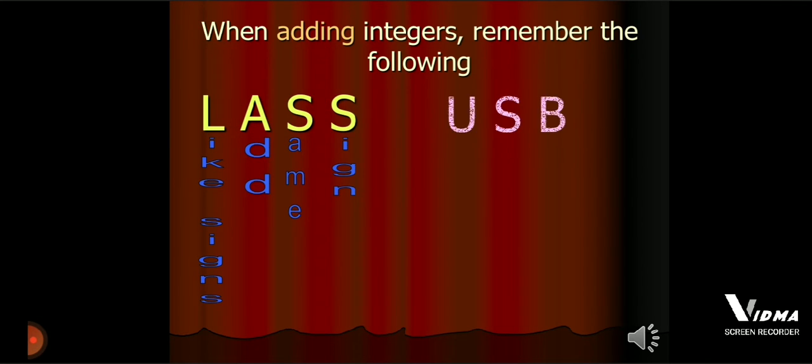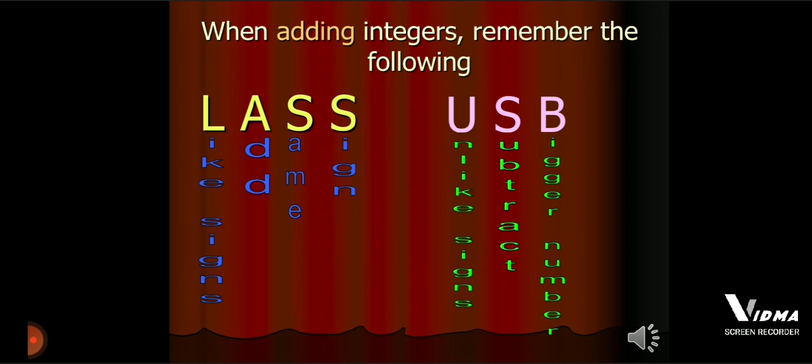Word number 2, USB. What is the meaning of USB? Unlike signs. Unlike signs, we subtract, and put the sign of the big. Put the sign of the big.